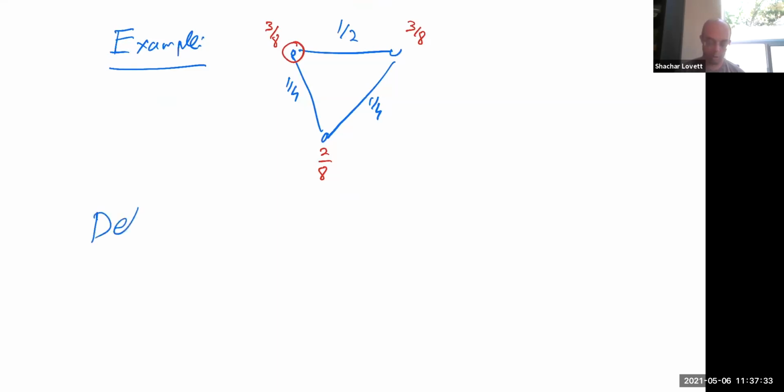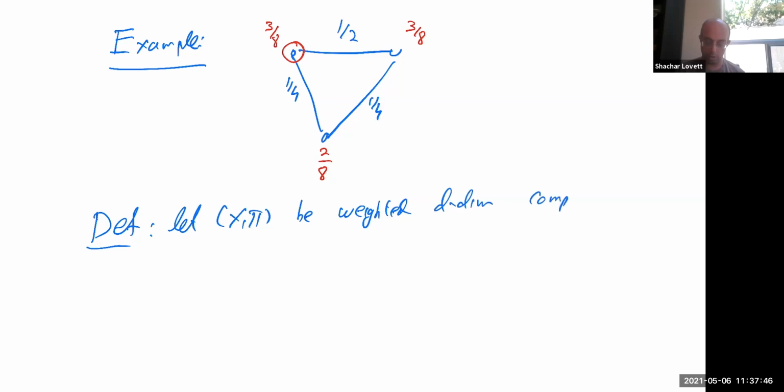So again, definition: let phi be a weighted d-dimensional complex. And again, whenever I write complex, I will always mean simplicial complex in this class. I mean, there are other types of complexes, but we won't study them. So for simplicity, just write complex from now on. So let tau be some face in X_k for some k between 0 and d.